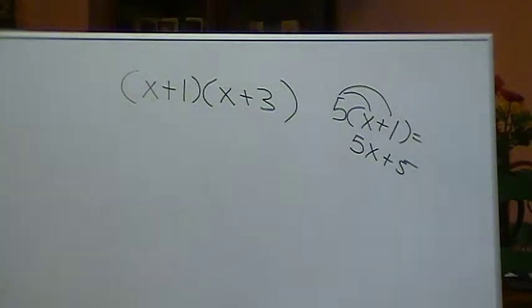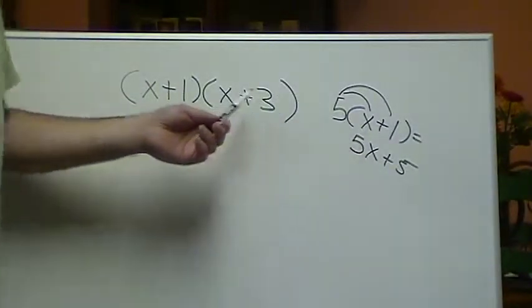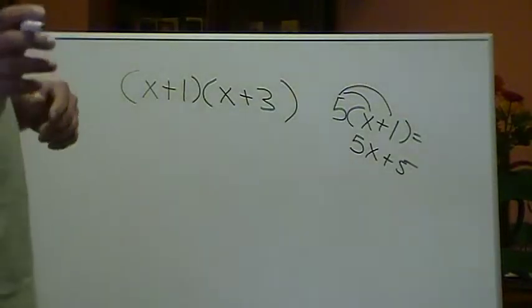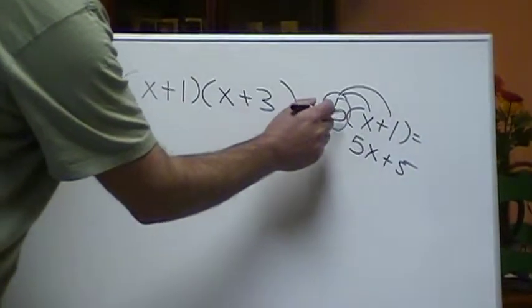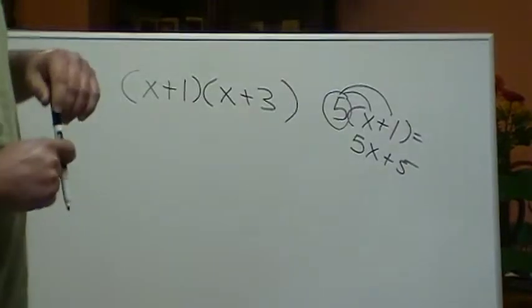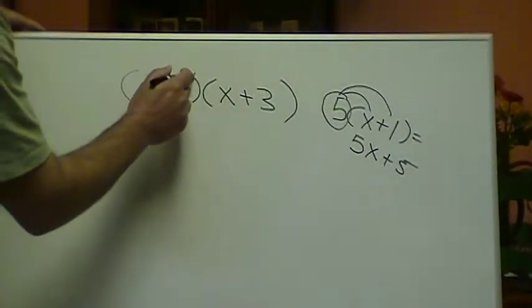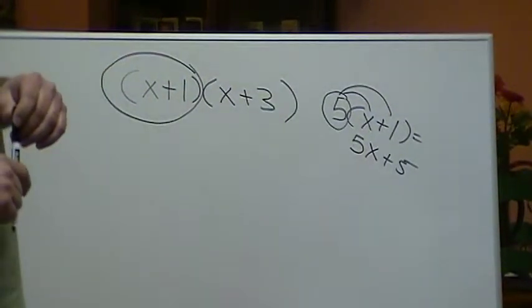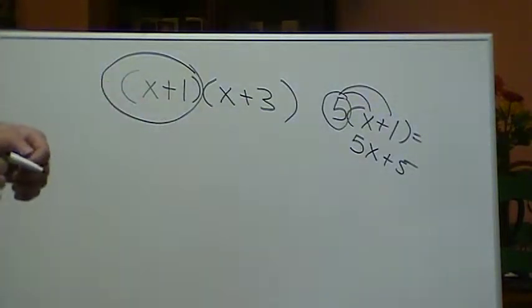Now, you're probably not seeing very much similarity between this problem here and this problem here, because they're really not in the same format, it would seem. But you should look at it like this. Right here I have a 5, and I'm multiplying it by each of the terms in the parentheses. Well, right here I have an x plus 1. I'm going to be multiplying it by each term in the parentheses.